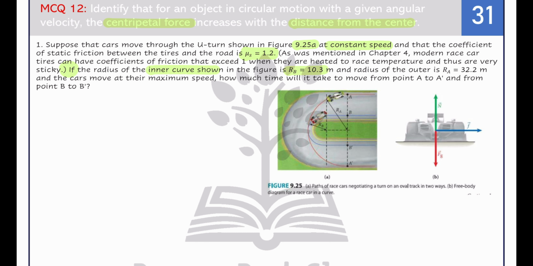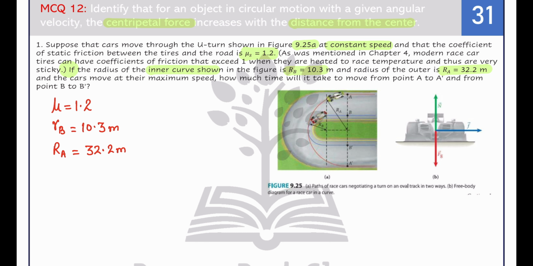inner curve, so just remember a few things are given: mu 1.2 static friction, inner radius, r inner, or you can say blue because there are two cars, blue and red. So blue is 10.3 meter, and for the outer we have 32.2 meter. R A, that is 32.2 meter. Okay, now the last part is something very important, so just focus.